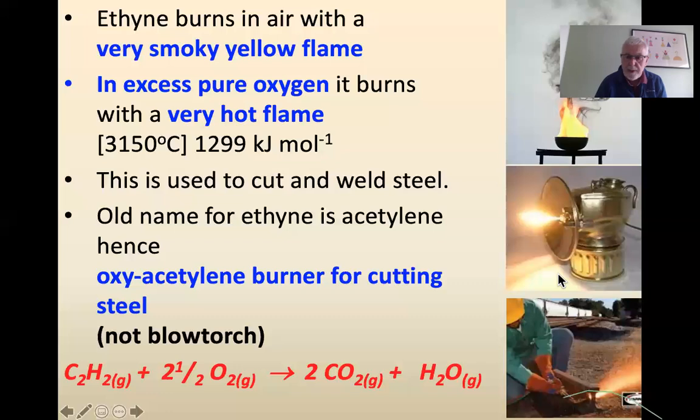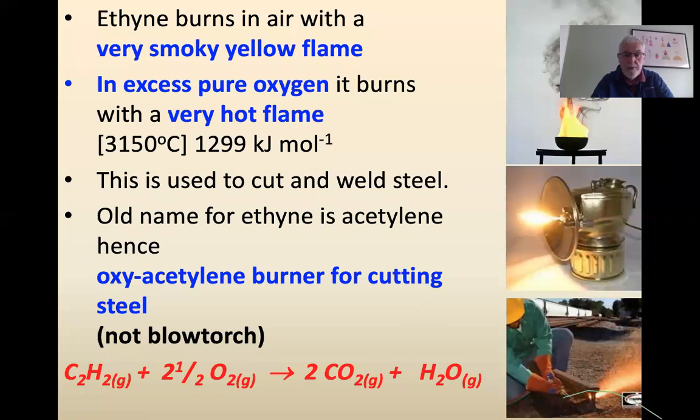Another use shown here is a lamp used by potholers. It's called a carbide lamp. You put calcium dicarbide here in the bottom. Up here is a tank of water. You let it drip onto it. It produces ethyne, or acetylene as its old name was, and you light it here and it gives a very bright flame. So that's that finished there.